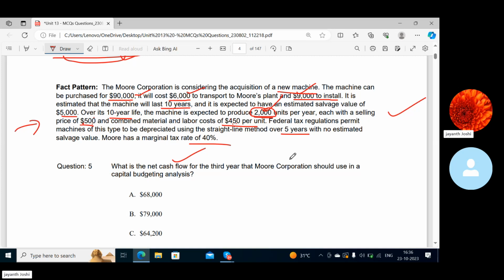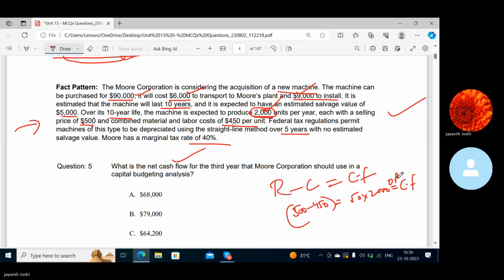So see, revenue minus cost is going to give you cash flows, right? So 500 minus 450, 50, into 2,000 units is going to give you the operating cash flows. And the rest you have to do: depreciation, tax shield and all. So I'm waiting. Then I'll discuss if you're not getting it. Just try this. I'll be back in a second.